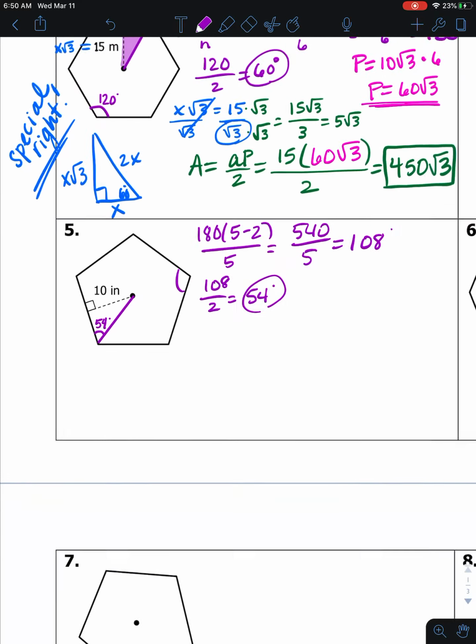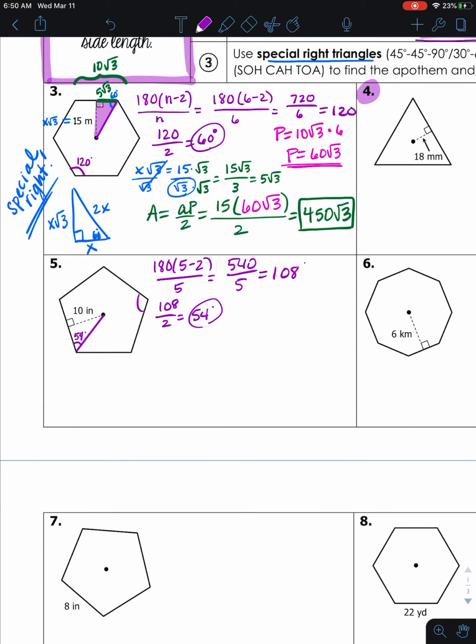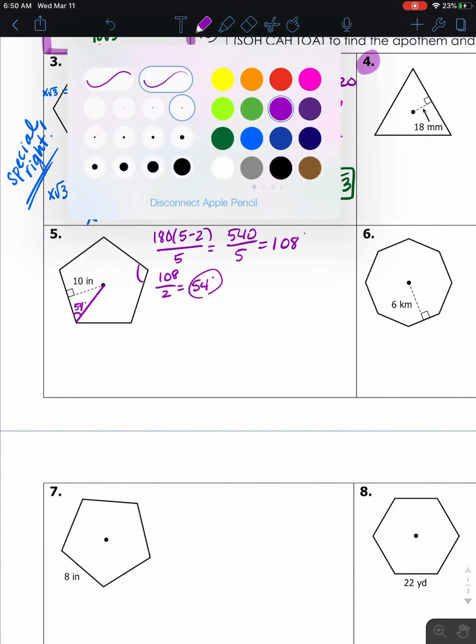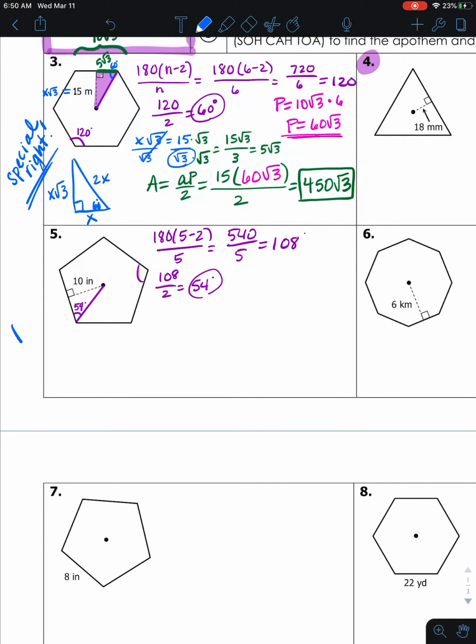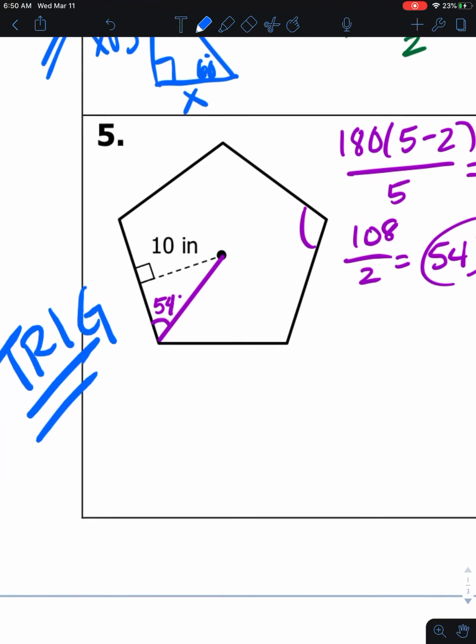Okay, so how do I know not to use special right triangles? Because 54 is not a special angle. Unfortunately, there's nothing special about it. So this is an example where you have to use trigonometry. Let me zoom in on my triangle here.